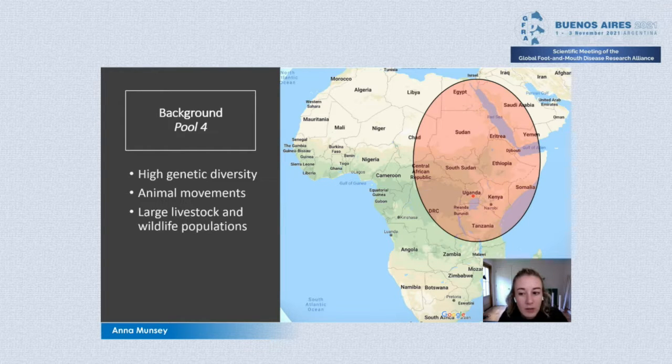Uganda is the small landlocked country that sits on the northern border of Lake Victoria, and it's considered part of Pool 4, which is shown here with this red circle. Pool 4 has multiple circulating serotypes, O, A, SAT 1, 2, and 3. And this area faces several barriers to foot and mouth disease control that include its high genetic diversity, frequent animal movements, and large populations of livestock and wildlife.